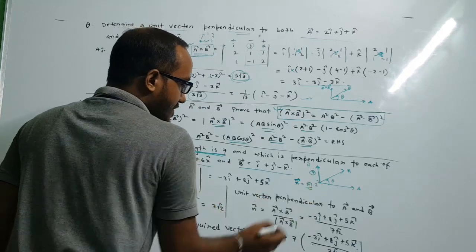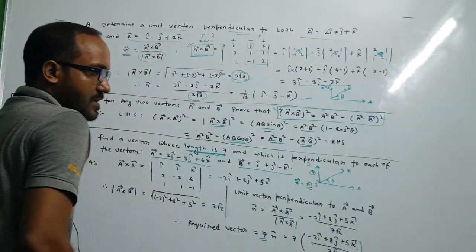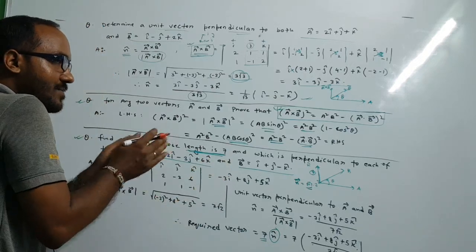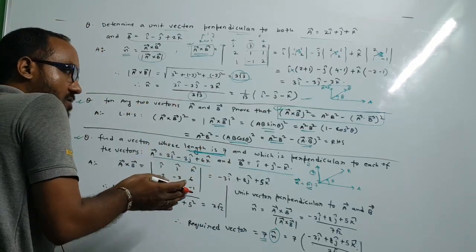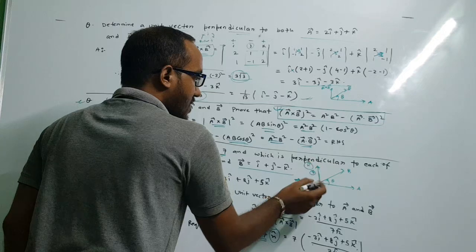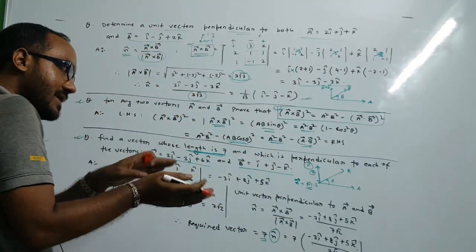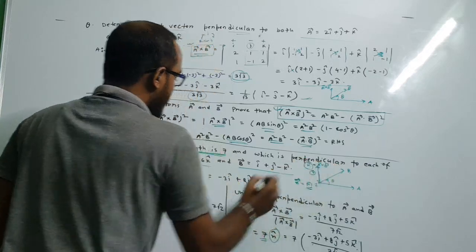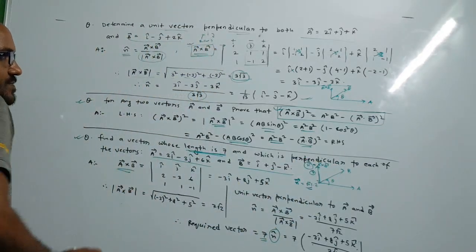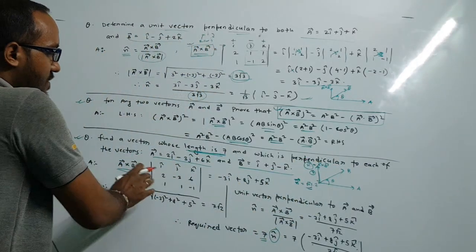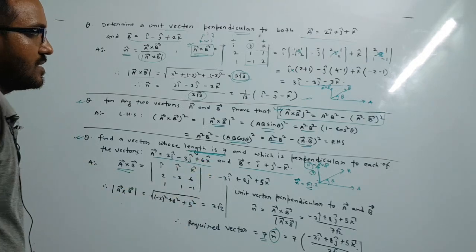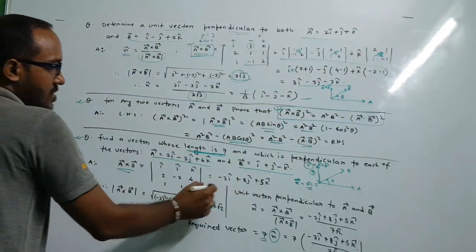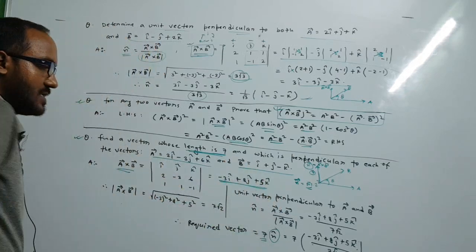So magnitude is given as 7. We just have to find this unit vector which is perpendicular to a and b, and we already know from the vector cross product that any vector perpendicular to both a and b is actually a cross b. So we have to find a cross b. Again the same logic, you have to break this determinant. Apply the same method here, and you will get the vector.